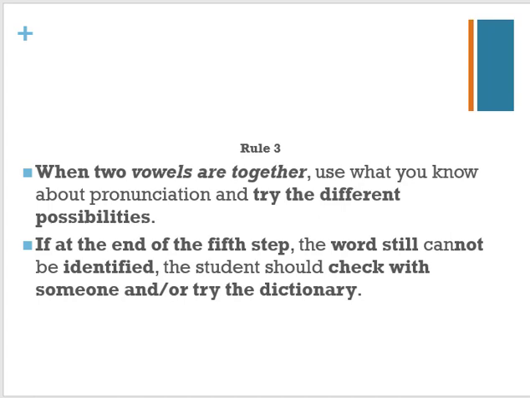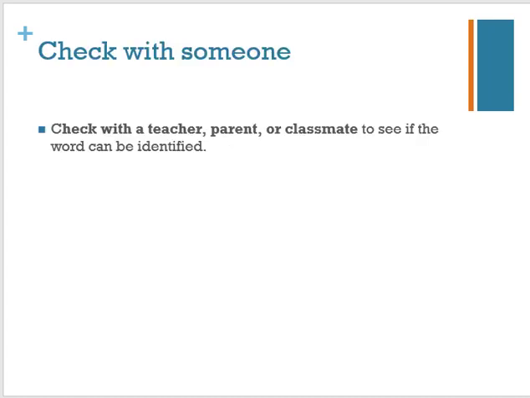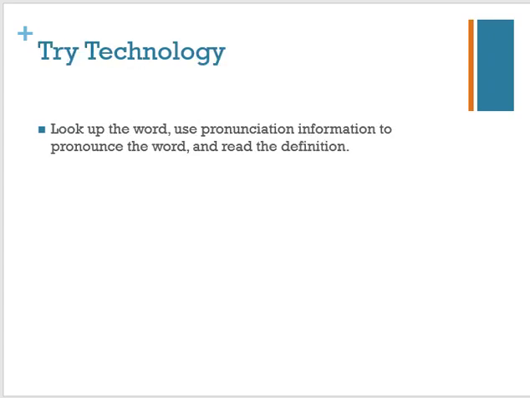Rule 3, when two vowels are together, use what you know about pronunciation and try the different possibilities. If at the end of the 5th step the word still cannot be identified, the student should check with someone or try the dictionary. Checking with someone might be a teacher, might be a parent, might be a peer or classmate who can help see if they can identify the word. If that fails, then try looking up the pronunciation information and definition of the word through technology or dictionary.